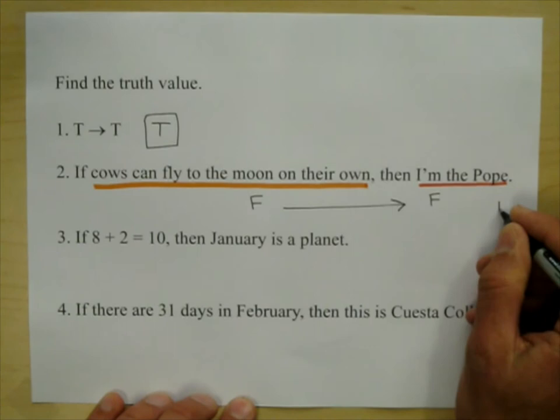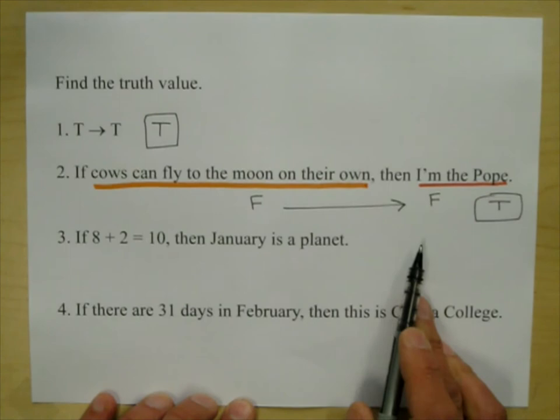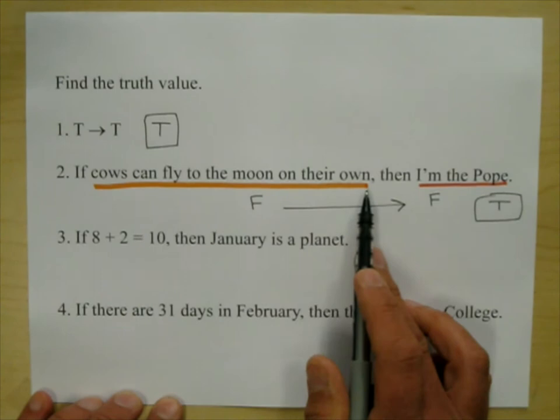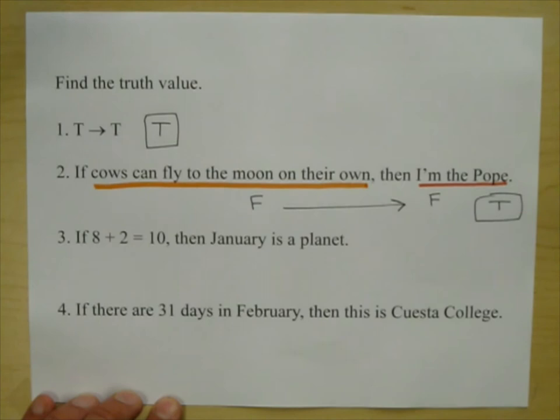And the objections I get when I teach this face to face is like, wait a minute, you just said you were the Pope. I did not say I was the Pope. I said this whole statement was true. If cows can fly to the moon on their own, then I'm the Pope is a true statement. And then this is when other people go, oh, this logic, it's useless. And it's not. All math and other things are built on logic.